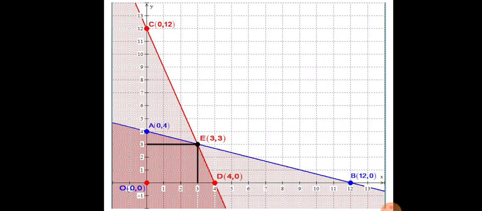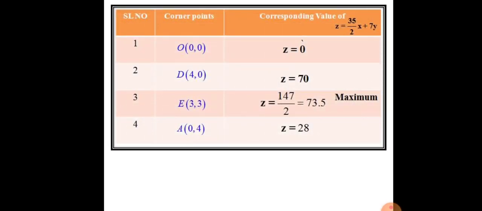As we know that both the lines are less than or equal to, that is towards the origin. After shading we get AODE, our feasible region, because in this region both the lines intersect. By using these corner points we will find the maximum value of the given objective function. Here O, D, E, A, these are our 4 corner points.